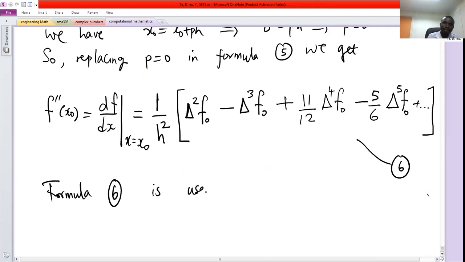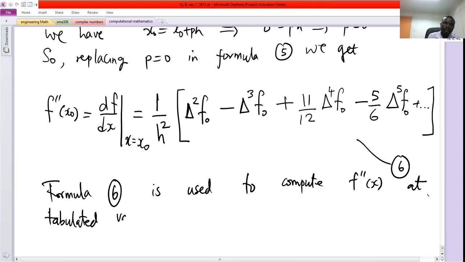So formula 6 is used to compute the second derivative at a tabulated value, i.e. x equals x-naught. So that is how we get the second derivative using the Newton forward interpolation formula.